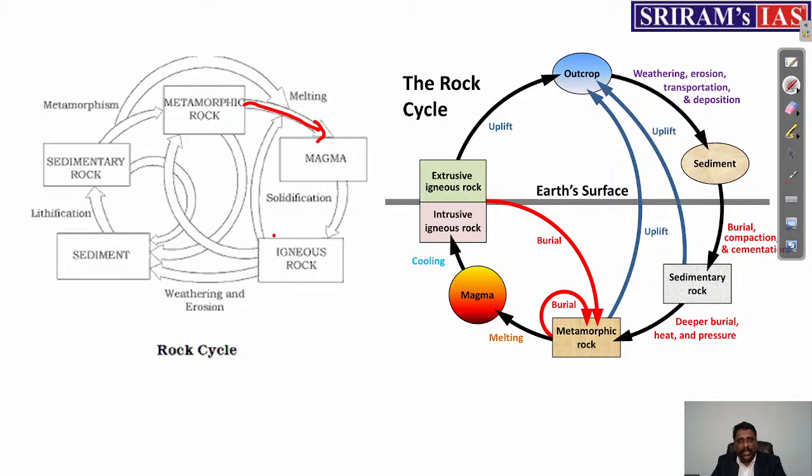And all rocks are subjected to melting. Metamorphic is subjected to melting. Igneous is subjected to melting. Sedimentary is also subjected to melting. Okay, it's a rock cycle. The same thing, the adjoining picture gives you, with animated colors.